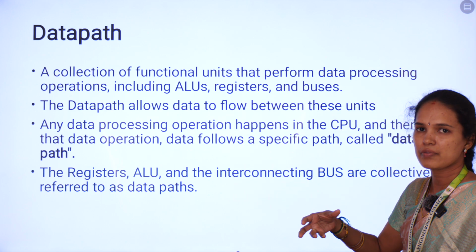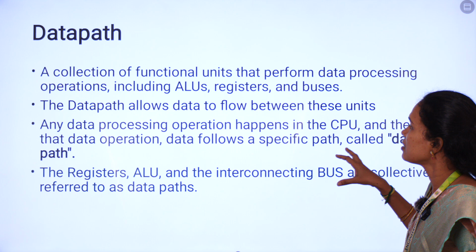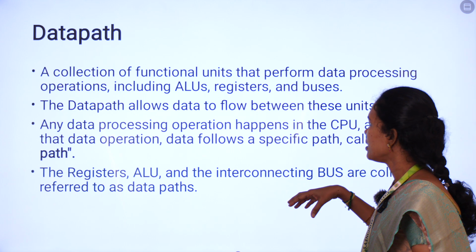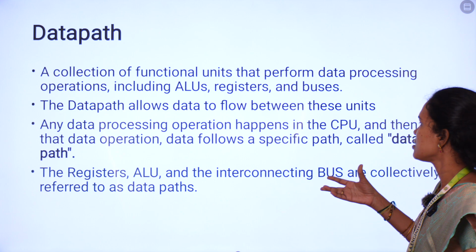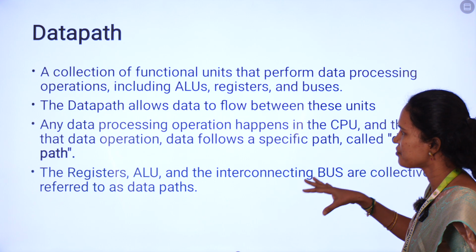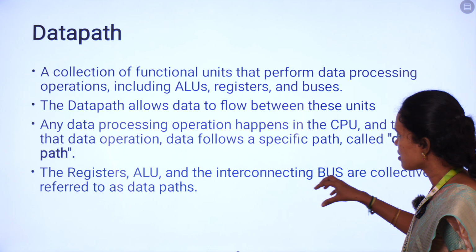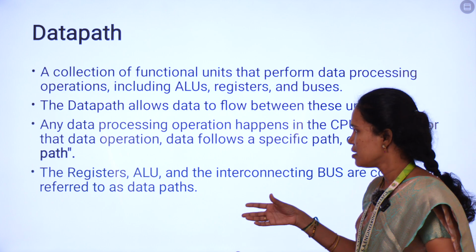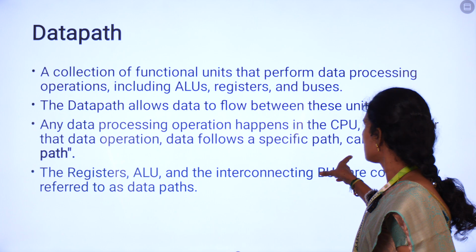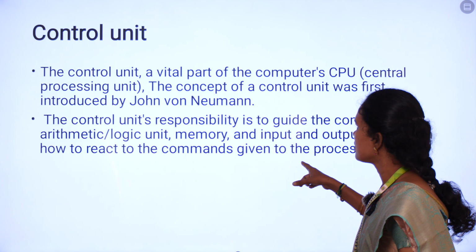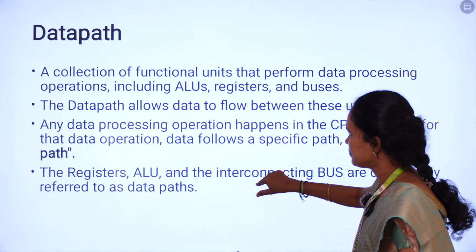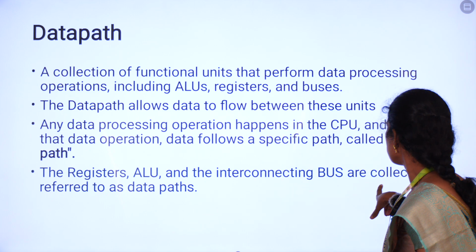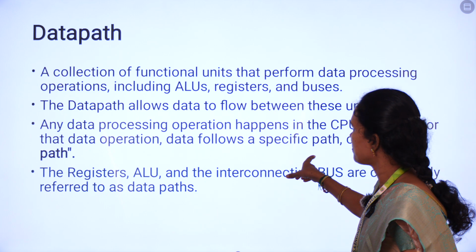What is the main purpose of the data path? It allows the data to flow between these units. Any data processing operation that happens in the CPU, where the data flows in a specific path, is collectively known as a data path. What is present in the data path, we will see one by one. So the registers, ALU and the interconnecting bus are collectively referred to as the data path.